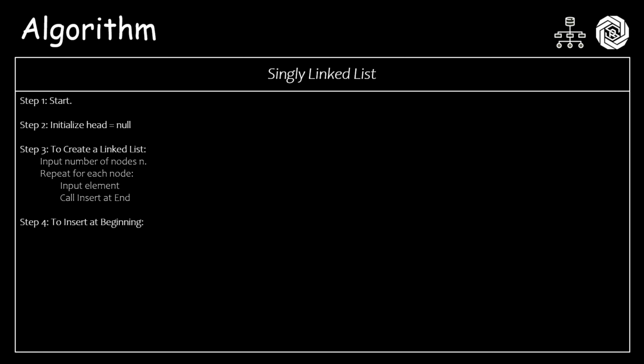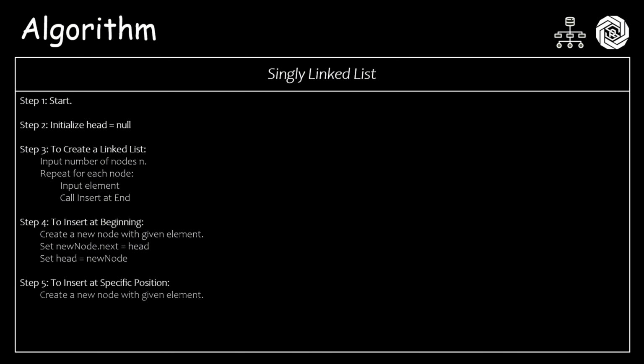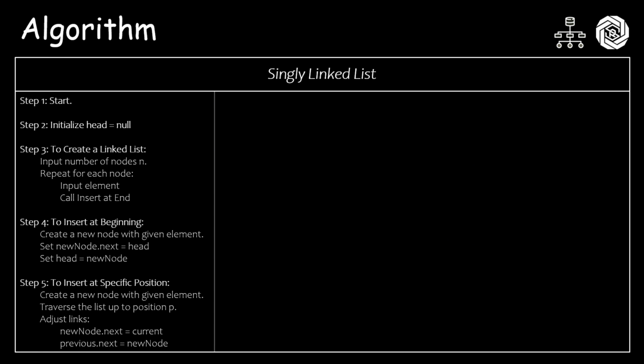Step 4. To insert at beginning. Create a new node with the given element. Set new node next to the current head. Set the head to the new node. Step 5. To insert at specific position. Create a new node with the given element. Traverse the list to find the node right before the target position P. Adjust links. Set new node next to the current node and previous next to new node.